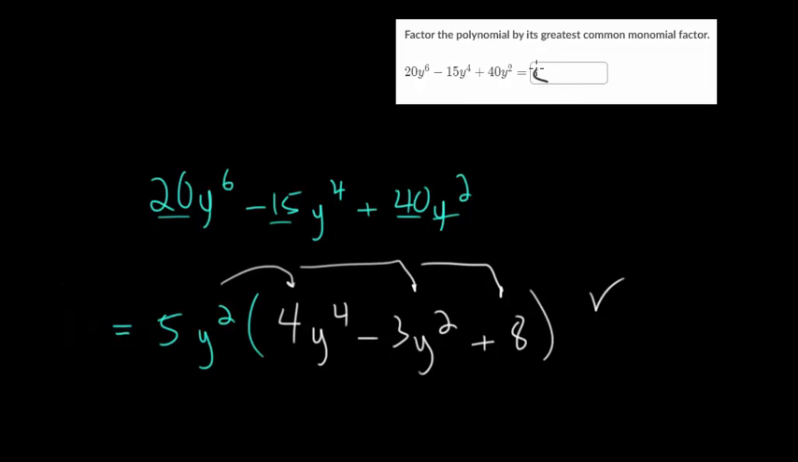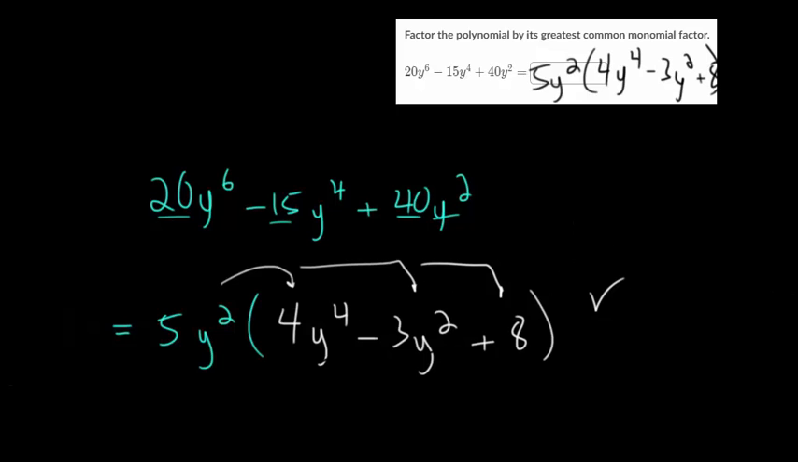So in the box, we would write 5y squared times 4y to the 4th minus 3y squared plus 8. And a lot of times I will refer to this factoring by a common factor as simple factoring. And when we get into higher level factoring techniques for polynomials, this is the one that you always want to start with. If you can pull out a common factor from each of the terms, then that will simplify the numbers. And then possibly you could continue factoring from here.